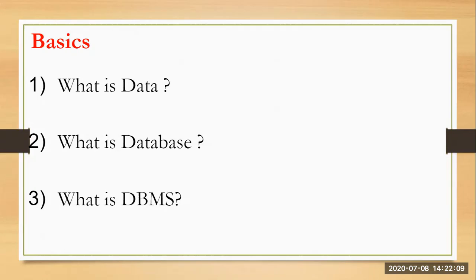For example, data in a database can be a customer database, which will have attributes like customer name, customer number, customer address, and so on. So without data, you cannot create a database. Data is nothing but information that describes more about the object. Okay, next we'll move to what is a database.